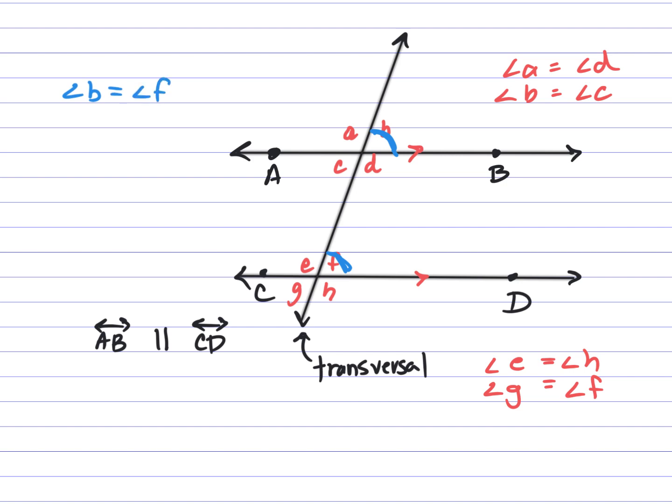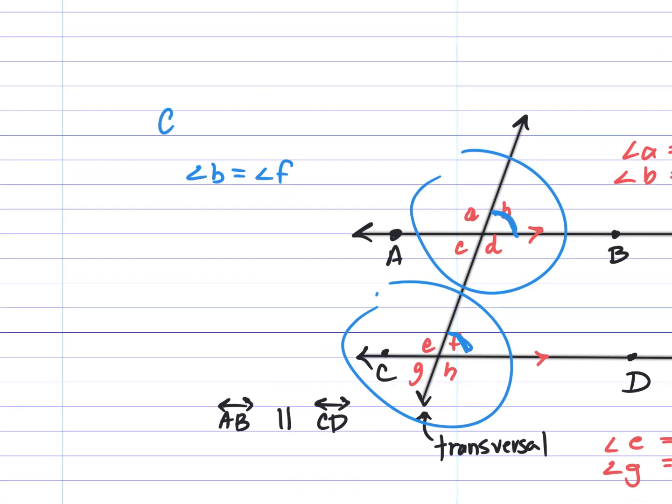And corresponding angles are angles... let me draw a circle around these two. If you think about these as circles individually, then angle B is in the upper right of the top circle, and angle F is in the upper right of the bottom circle. So these are in the same position in each circle. Angles in the same position on the same side of the transversal are called corresponding angles.